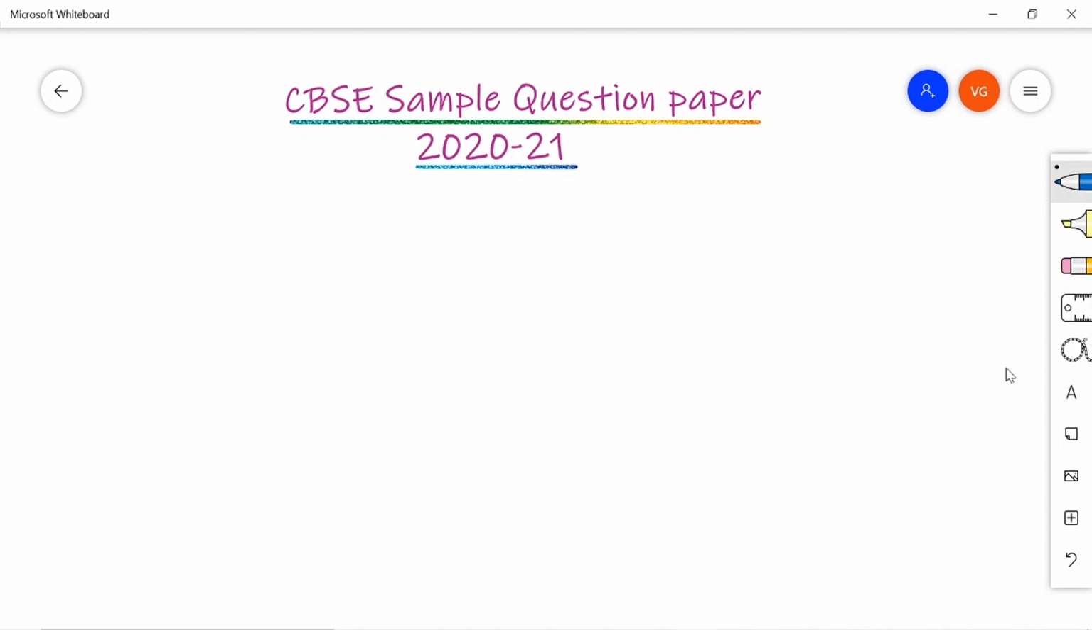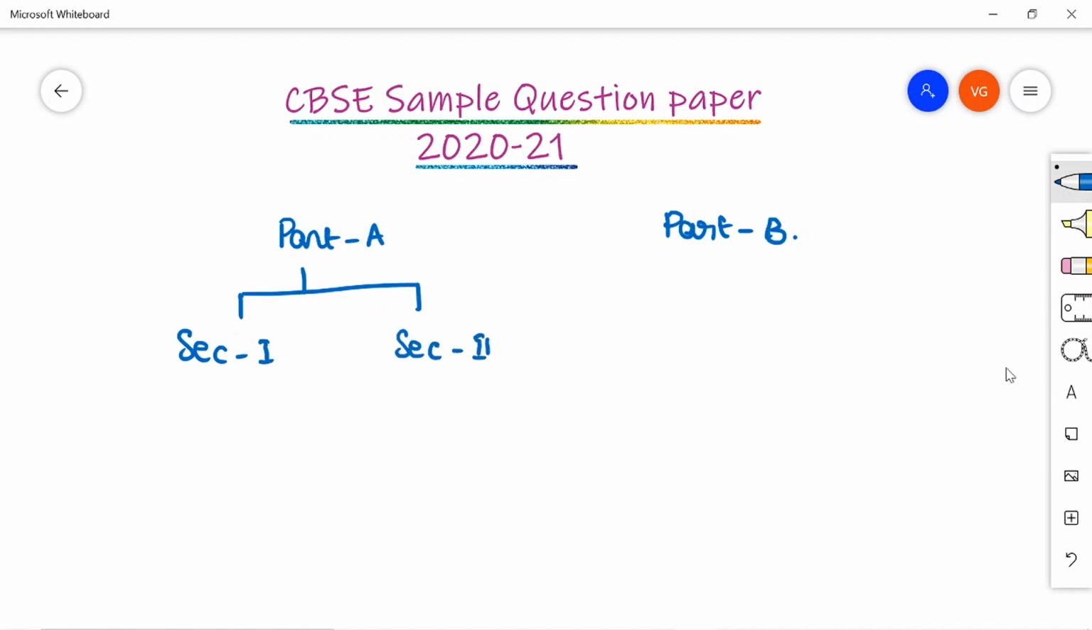Board examination math question paper has two parts, part A and part B. Again, in part A, you have two subsections, section 1 and section 2. Both section 1 and section 2 consist of 1 mark questions only. Section 1 has 16 1 mark questions in which you have 5 internal choice questions. So 16 into 1, you have totally here 16 marks.